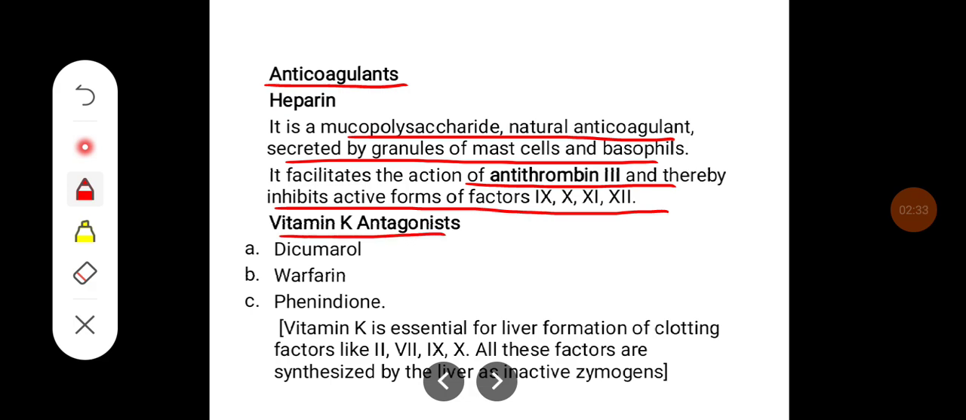Vitamin K antagonists can be classified into dicumarols, warfarin, and phenindione. Vitamin K is essential for the liver formation of clotting factors like 2, 7, 9, and 10. All these factors are synthesized by the liver as inactive zymogens.